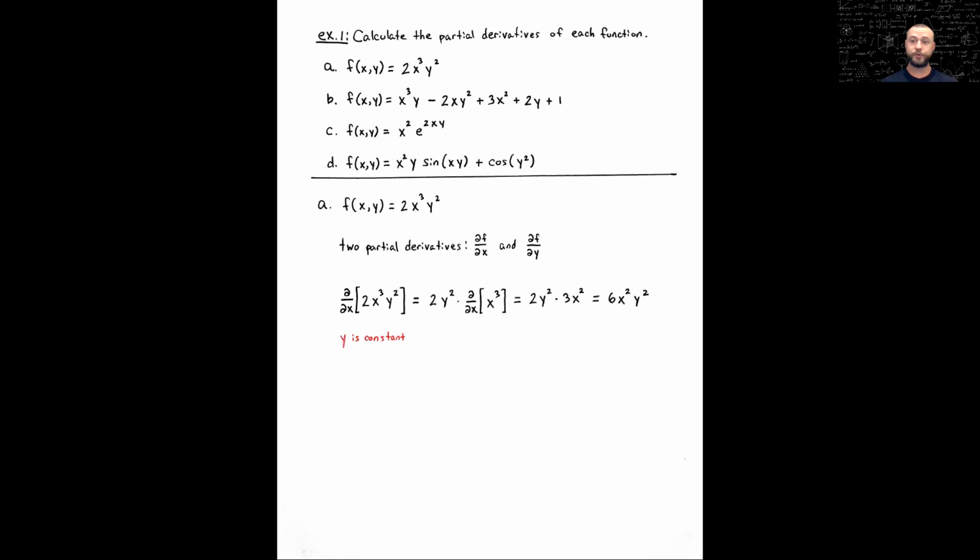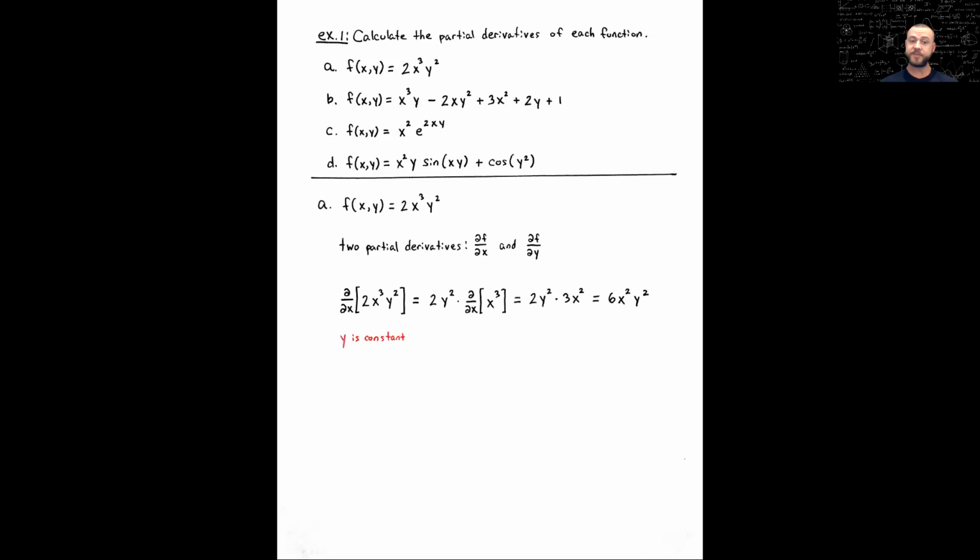So I can pull 2y squared in front of the partial derivative, and now just partially differentiate x cubed. And that works as you would like it to. The partial derivative of x cubed with respect to x is 3x squared. Basic power rule. All right, and now 3x squared, we just multiply that to the constant multiple 2y squared. So we get as our simplified answer for our x partial derivative, 6x squared y squared.